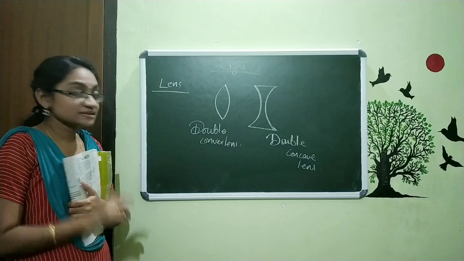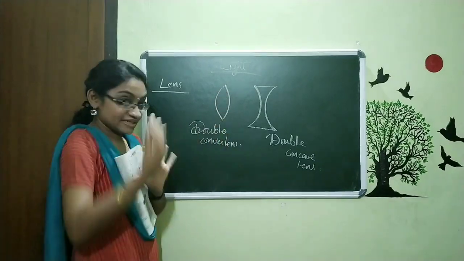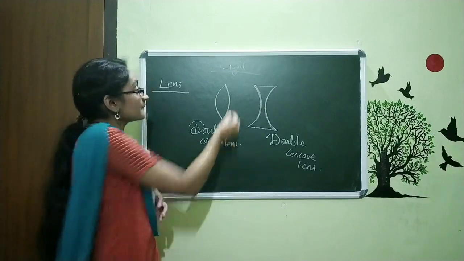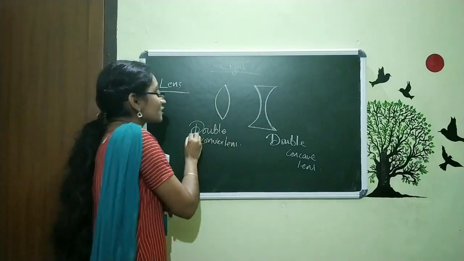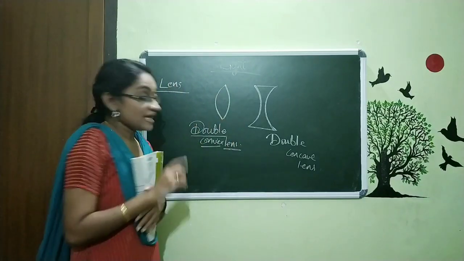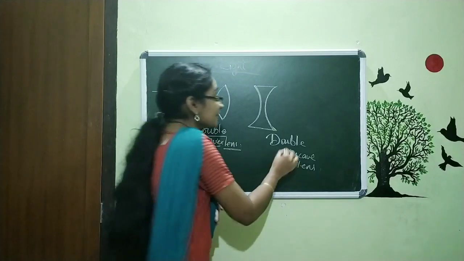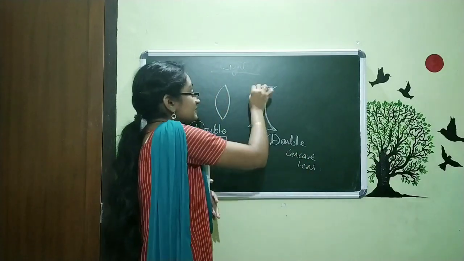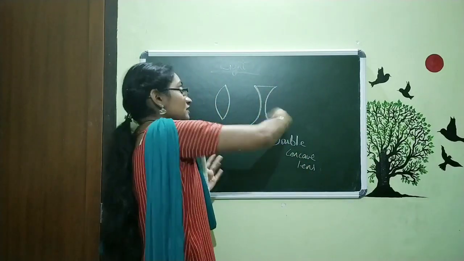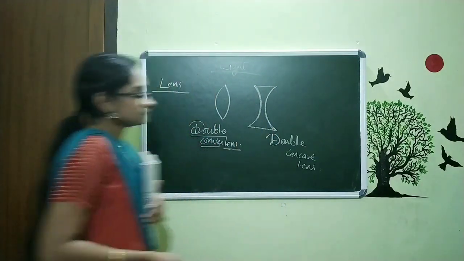Why is the name like this? Here you can see two convex sides. Two sides which are bulging out. And that's why it is called double convex lens. And here you can see two sides are curved inward, and that is double concave lens. Two sides are curved inward, and that's called double concave lens.